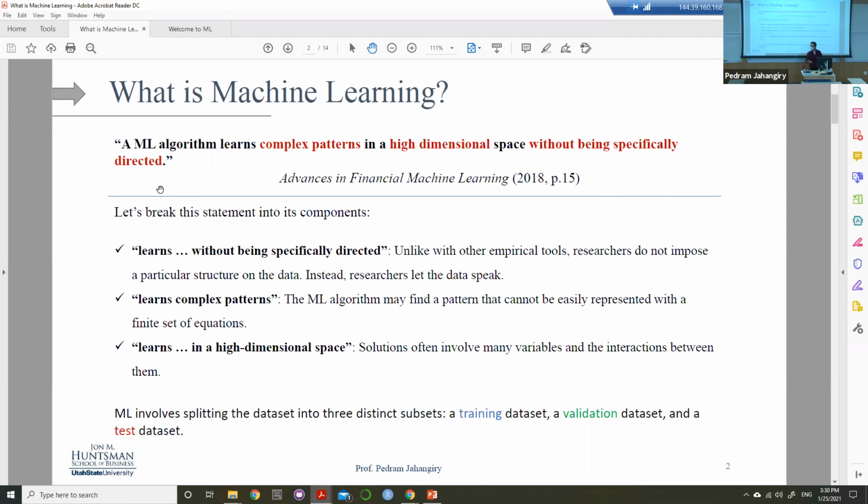Because it's a linear model, we say, okay, use OLS and do the job. So that's one part. The other part is that it learns complex patterns. The machine learning algorithm may find a pattern that cannot be easily represented with a finite set of equations. So this is the second part, that we are going to make that functional form more flexible.